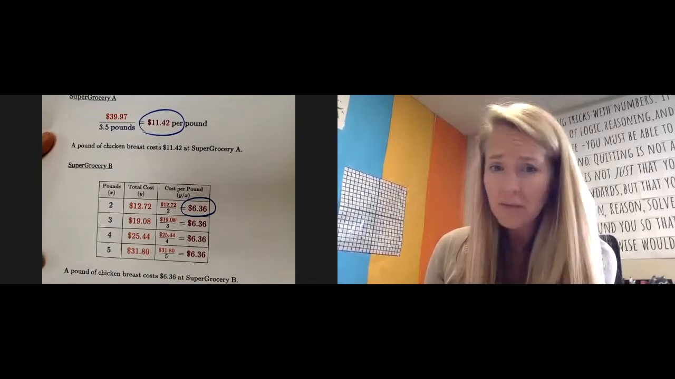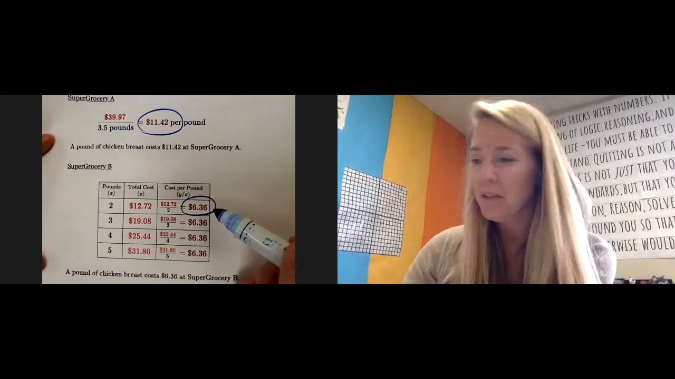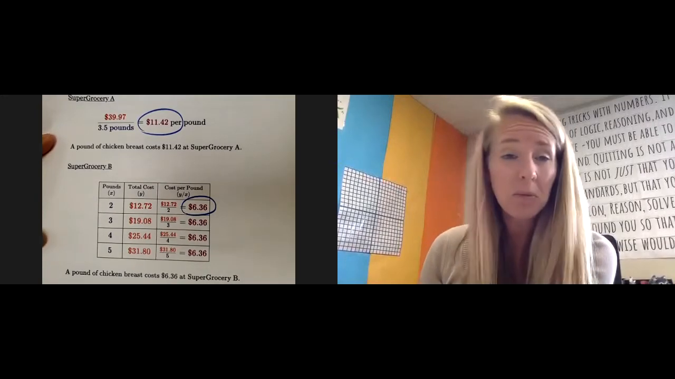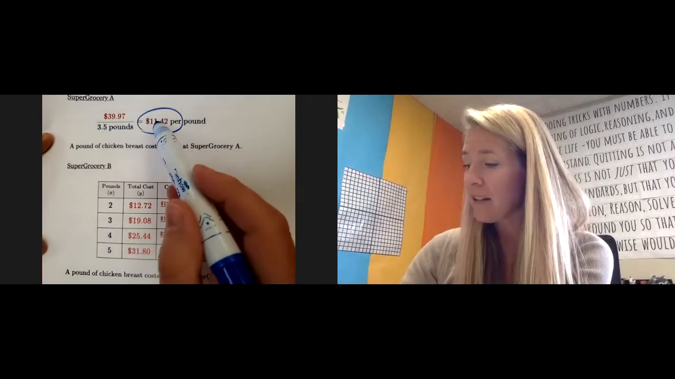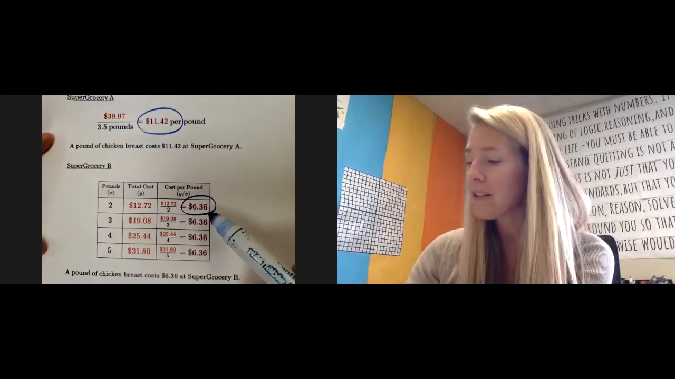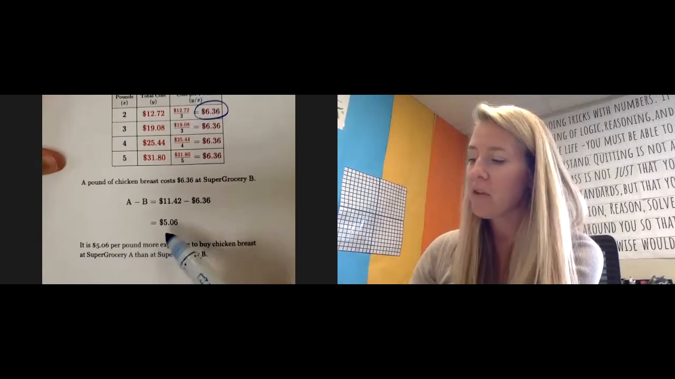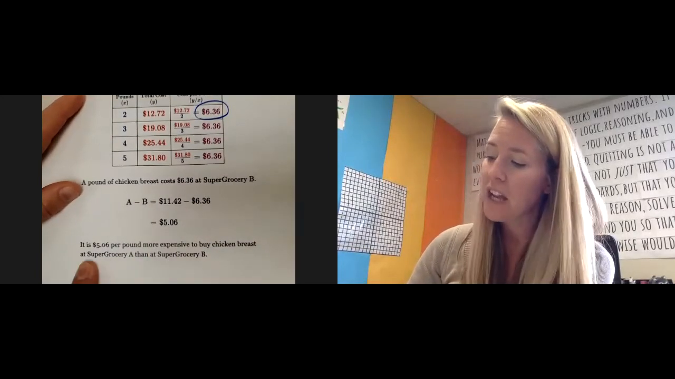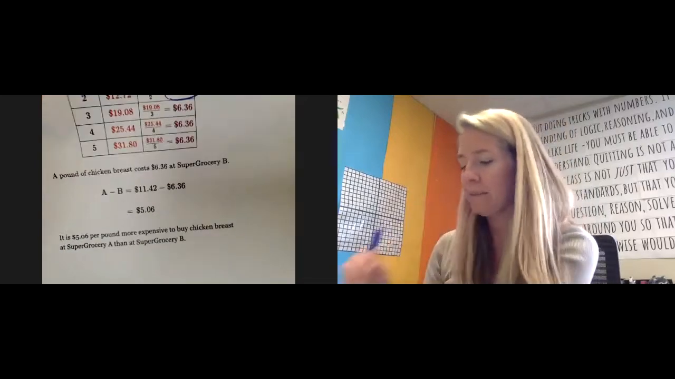So what's the better deal? Well, the better deal is grocery store B, right? But how much of the better deal? Well, just find the difference, find the space between those two numbers. Subtract the first, or the more expensive, minus the cheaper one, and that's going to give you the space between those prices, or $5.06. So it's definitely a better deal to go to grocery store B.